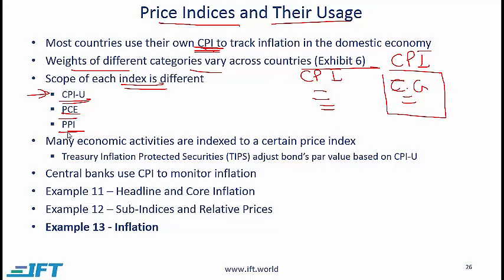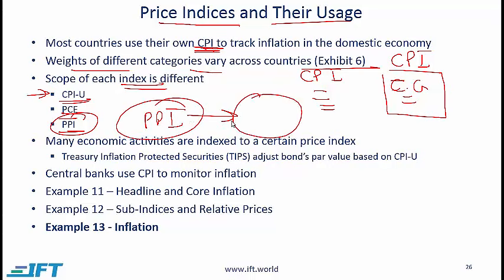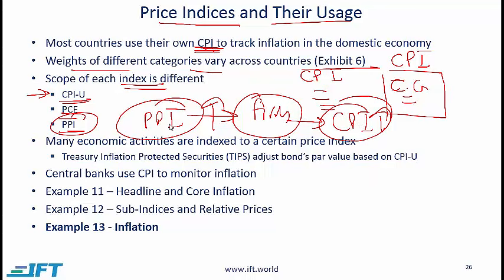Then we have another index called PPI. PPI stands for Producer Price Index, and this reflects the price changes experienced by domestic producers in a country. And the way you can think about it is changes in PPI reflect the prices of inputs for firms. If PPI is going up, then eventually the CPI will also go up. So to get a sense for what will happen to CPI, analysts also track PPI.